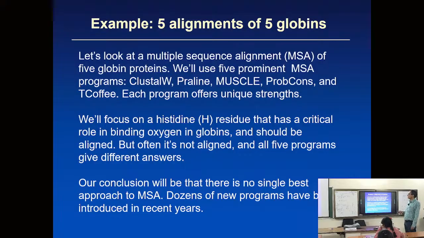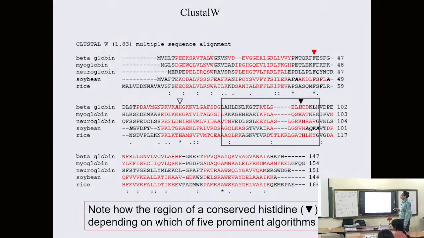So let's consider a multiple alignment of 5 globin proteins, and we will use several programs: ClustalW, PRALINE, MUSCLE, ProbCons, and T-Coffee. We will focus on a histidine residue, the H residue, in the multiple alignment, because it has a critical role in binding oxygen. So you would expect that histidine is conserved, so it should be aligned by these programs. So let's look at ClustalW.